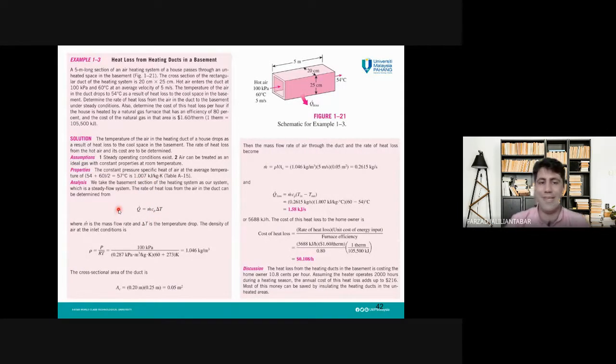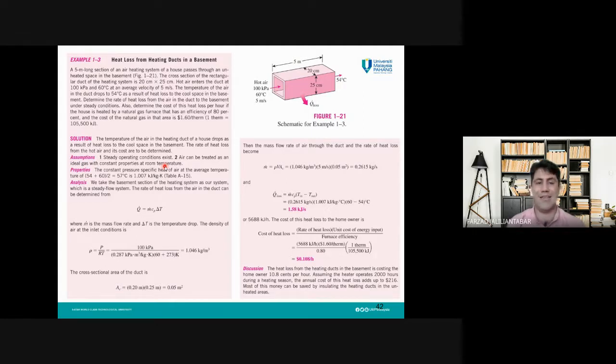Okay, next is m dot. Do we have m dot here? What we have here is the velocity of the air in the duct and the cross section of the duct. So by this information, we can calculate m dot. How? By the second assumption, air can be treated as an ideal gas with constant properties at room temperature. So it means we can use the ideal gas law.